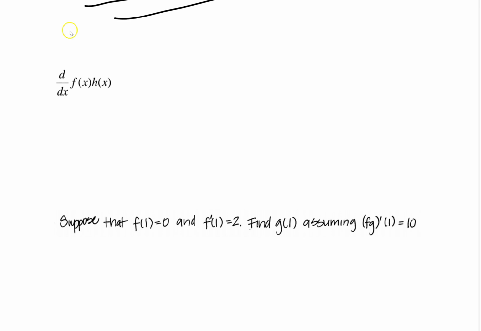Don't get freaked out by the fact that there's no numbers. It's the same concept. Oh, we're multiplying two functions together. It's the derivative of the first times the other left alone, plus switch it, derivative of the second times the first left alone.